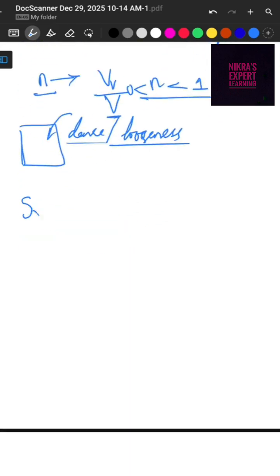And next we are having Sr. This is degree of saturation. In this we are understanding the ratio of volume of water to the volume of voids. In the degree of saturation we are understanding what is the quantity of voids filled with water with respect to total voids. So with respect to total voids, how much amount of void is filled with water? So we are understanding the degree of saturation.